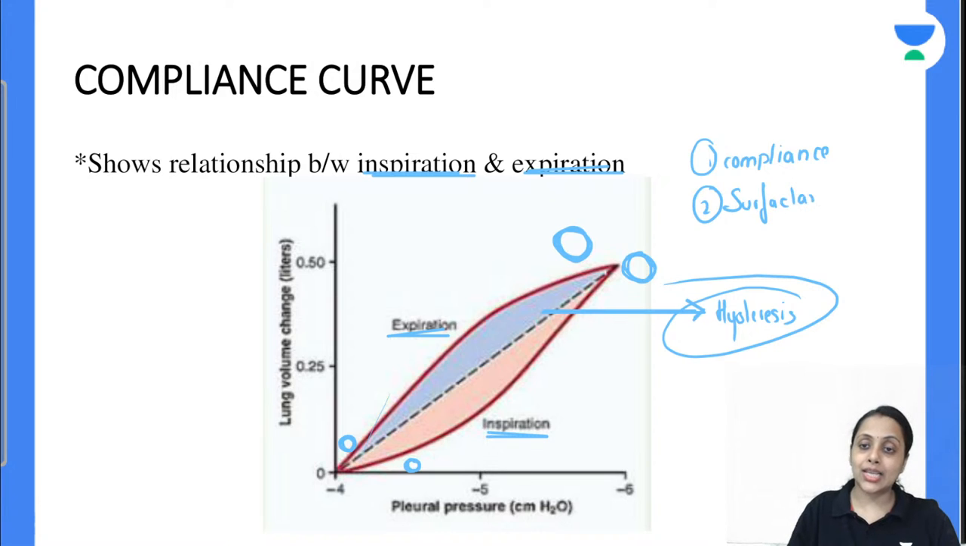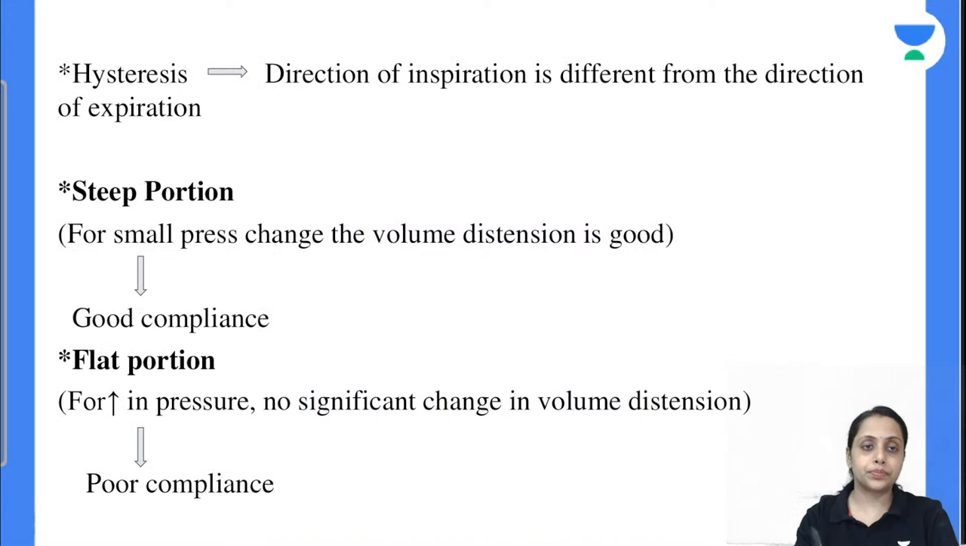So we can say this hysteresis is also due to this surfactant. Is this clear? The surfactant is responsible for hysteresis. Do remember.